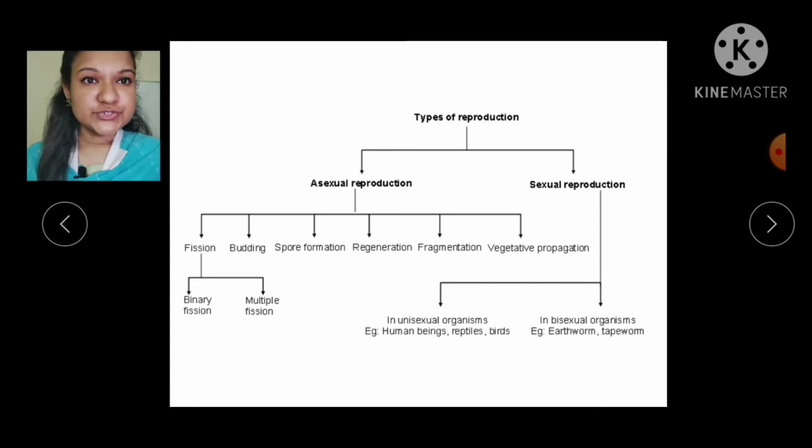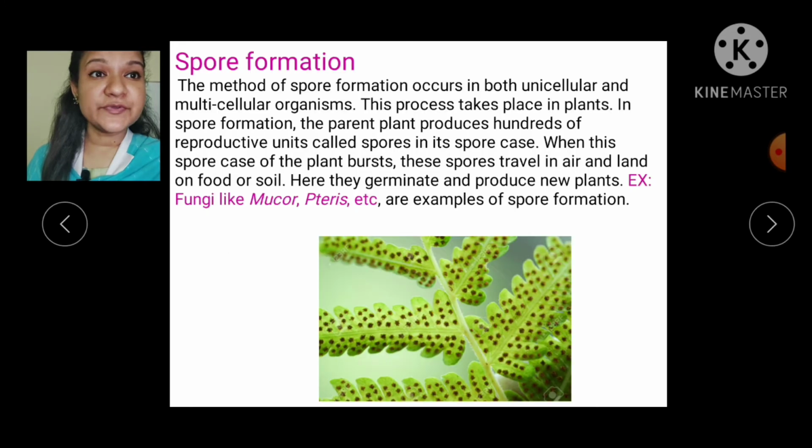Reproduction is actually of two types, asexual reproduction and sexual reproduction. Today I will discuss asexual reproduction like fission, budding, spore formation, regeneration, fragmentation, and vegetative propagation. They are all asexual reproduction. First of all, I will tell you about spore formation.